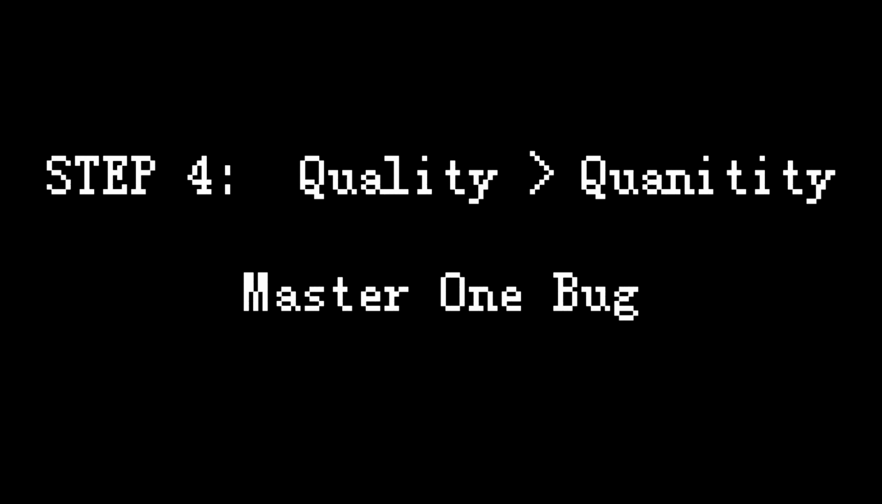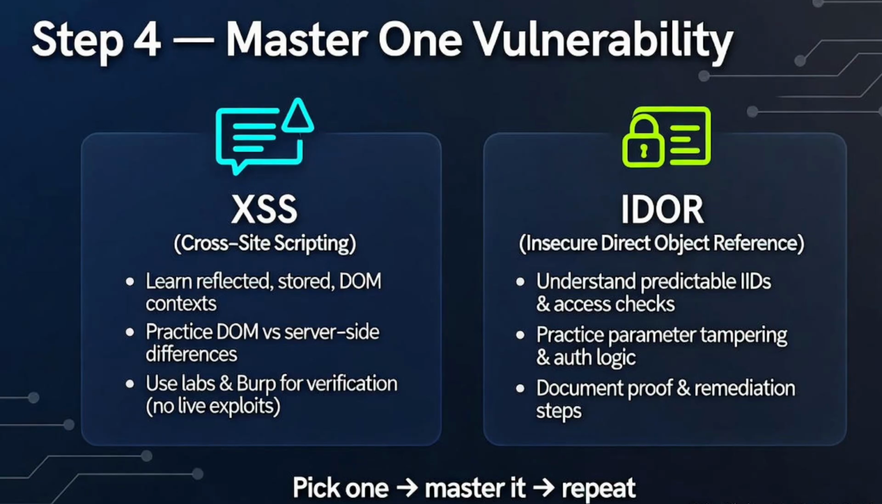Step 4. Pick one vulnerability. It is the most important step. Only pick one vulnerability at first and become the go-to person for it. You can pick XSS or IDOR and go deep.